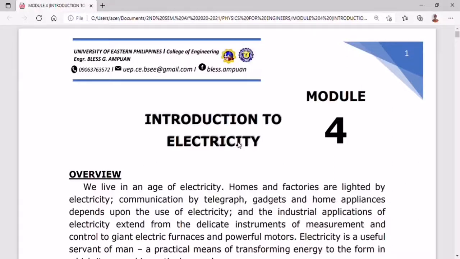The topic that we will be discussing today is about electricity, and we know how important electricity is in our daily lives. And as future electrical engineers, it is so important to know what electricity is and what basic concepts this topic will discuss.